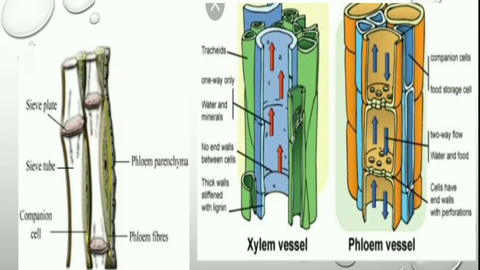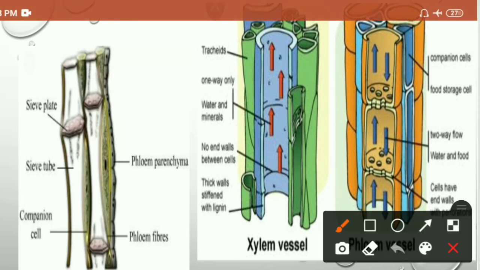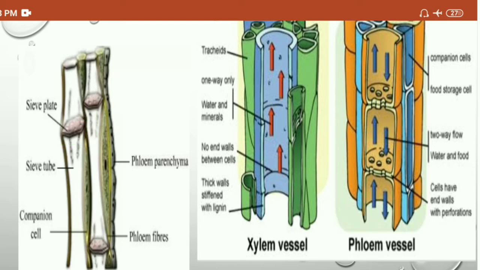Here we can see the structure of phloem: the sieve plate, and this tube-like structure is called the sieve tube, along with phloem parenchyma, phloem fiber and companion cell.